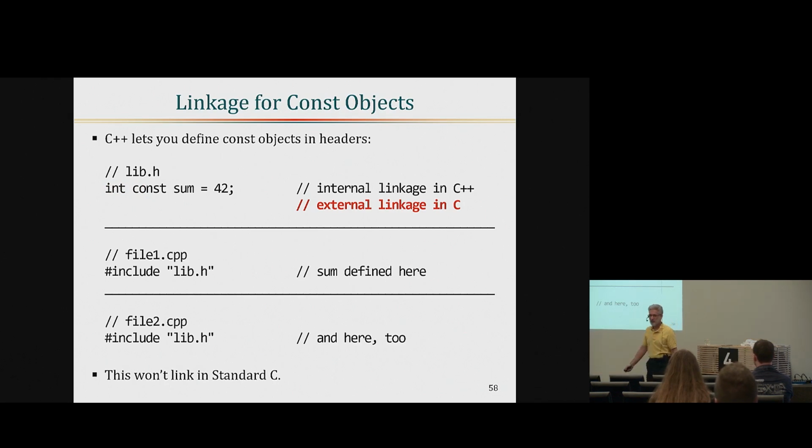Okay, anyway. So that's what happened: if you do this in C, then that thing with internal linkage up there becomes external linkage. Now you get the same name with external linkage in both translation units, and it doesn't build.